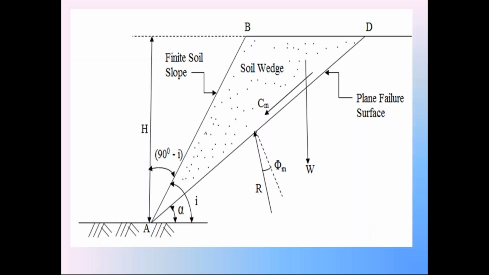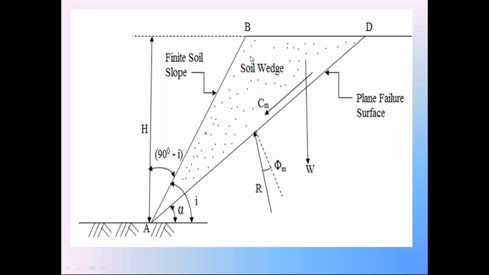In Culmann's analysis, we consider the soil wedge ABD in the finite soil slope. In this diagram, AB is the finite soil slope. In Culmann's method, we are going to discuss the equation for the maximum vertical height of this soil slope AB. What should be the maximum vertical height of this finite soil slope AB so that the slope is stable?